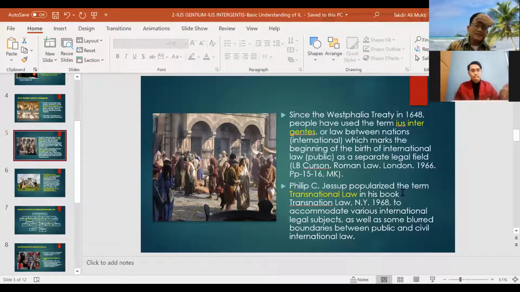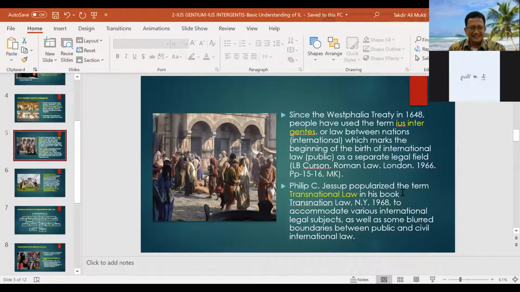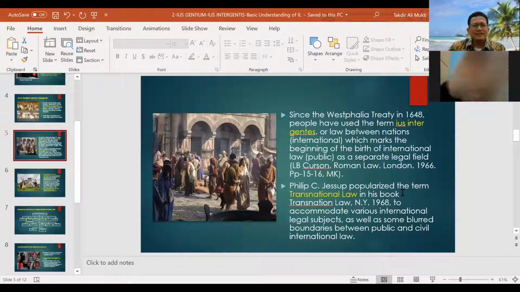Now, after the last decade, because of the development and new trends in global relations, what we call transnational relation, not international relation. International means inter-nation. Nation means government. Philip Jessup stated that today is not inter-nation, but trans-nation. The actors are many and various, not only governments.